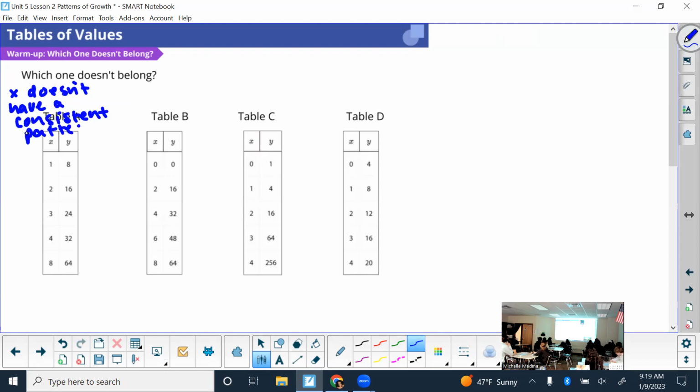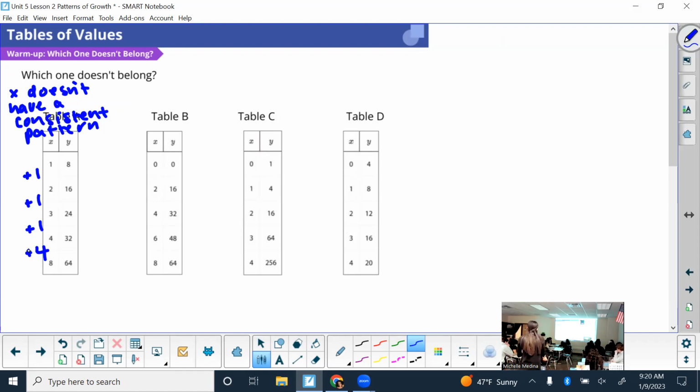All right, so let's see, in table B, they're going up by 2 each time for the X. Table C, just 1 each time. Table D, just 1 each time. This one is +1, +1, +1, and then all of a sudden it's +1. So I agree. Any other reasons why table A doesn't belong?